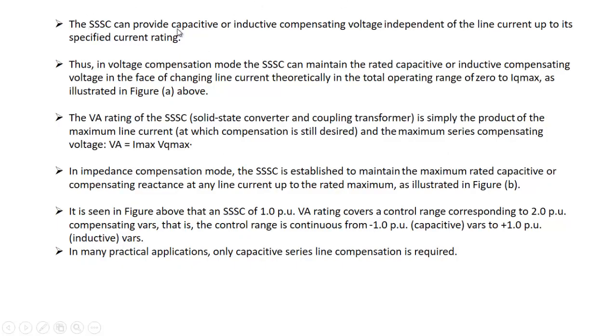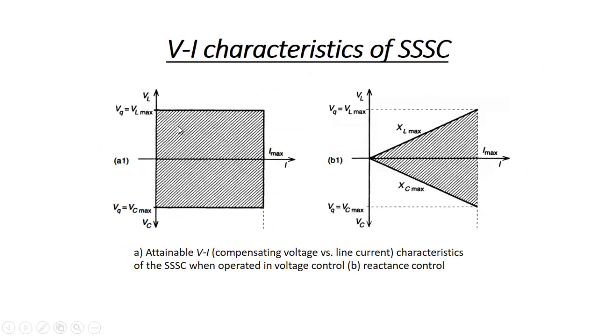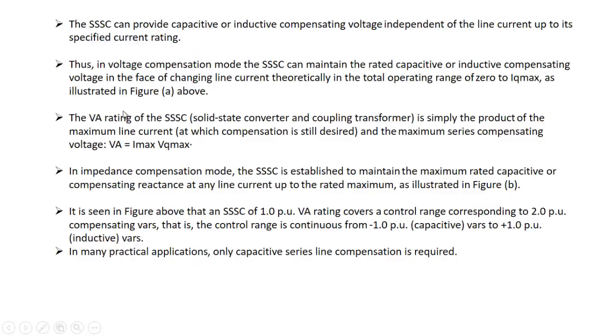The SSSC can provide capacitive or inductive compensating voltage independent of line current up to its specified current rating. So it will inject a voltage at maximum voltage independent of the line current up to the maximum value of the current. Thus, in voltage compensation mode, the SSSC can maintain the rated capacitive or inductive compensating voltage in the face of changing line current, theoretically in the total operating range from 0 to IQ max, as illustrated in the figure that I have shown. The VA rating of SSSC is simply the product of this Imax and VQ max.